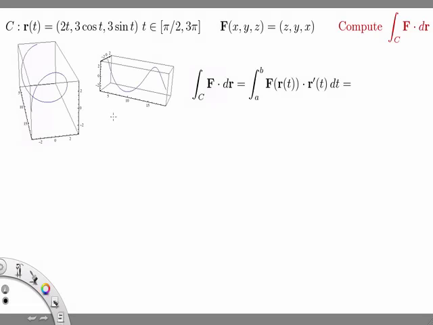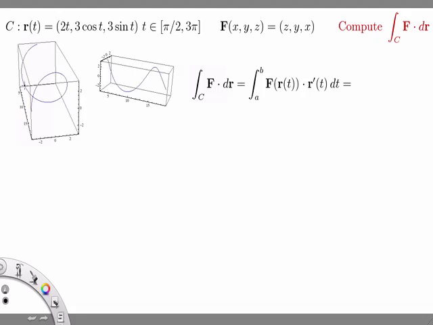Let's work through an example of computing a line integral of a vector field in R3 over a curve in R3. So our curve C is the helix that we've seen before, given by r of t equals 2t, 3 cosine t, 3 sine t, where t runs from pi over 2 to 3 pi. This time our vector field f of x, y, z is given by z, y, and x.